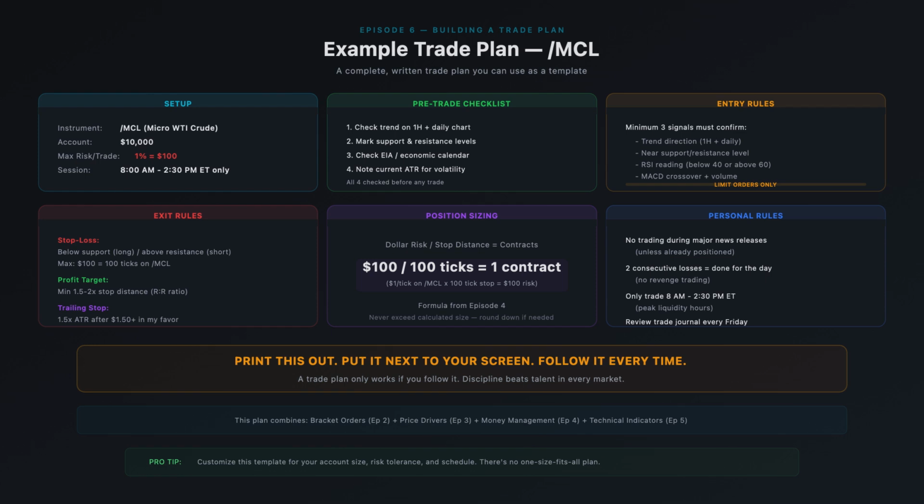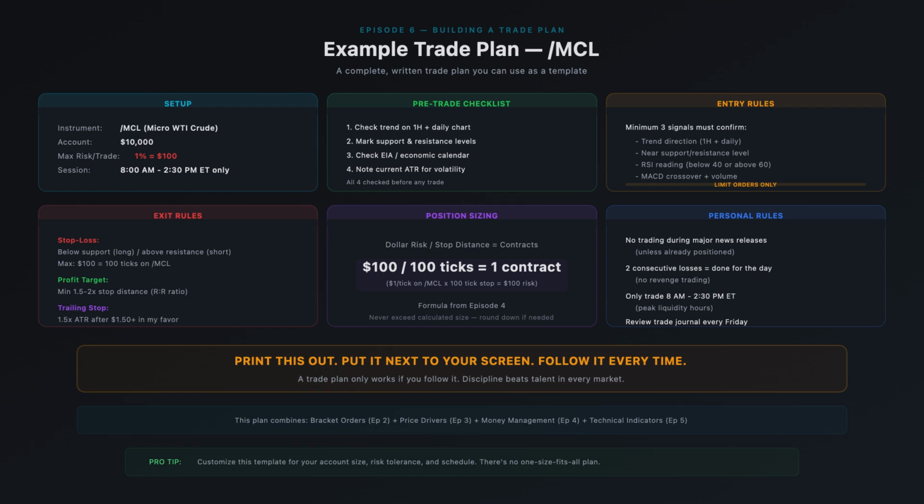Exit rules. Stop loss, placed below the nearest support for a long, or above resistance for a short. Max loss, $100 per trade, which is 100 ticks on /MCL. Profit target, minimum 1.5 to 2 times the stop distance. Trailing stop, optional, set at 1.5 times ATR after price moves $1.50 or more in your favor. Position sizing, dollar risk divided by stop distance equals contracts. $100 divided by 100 ticks equals 1 contract.